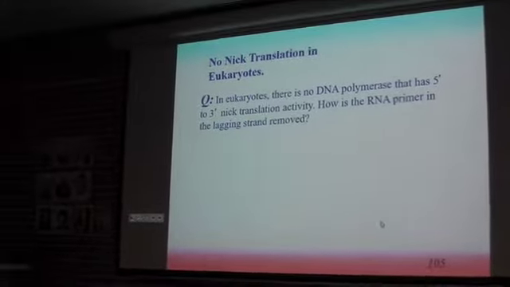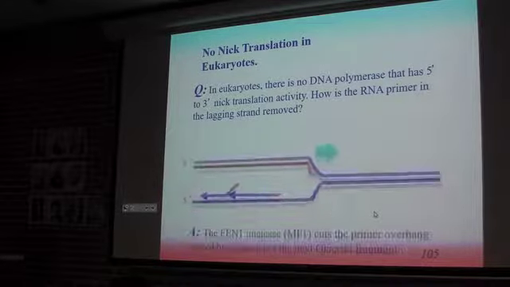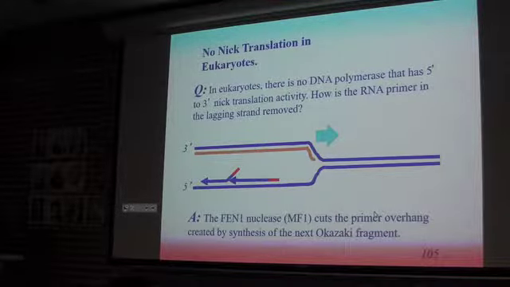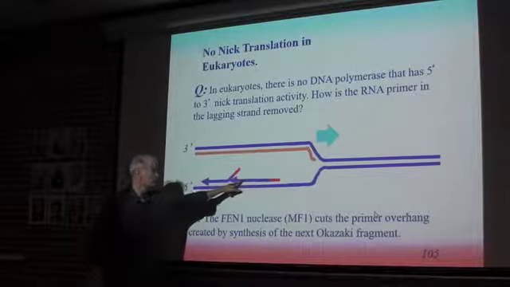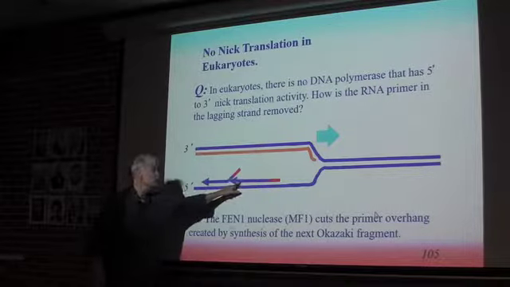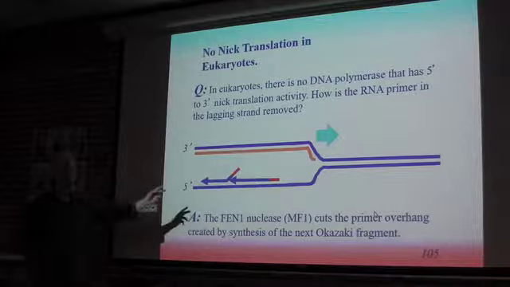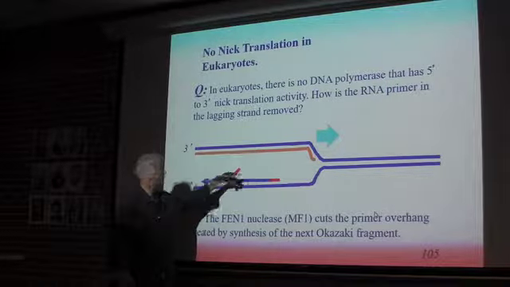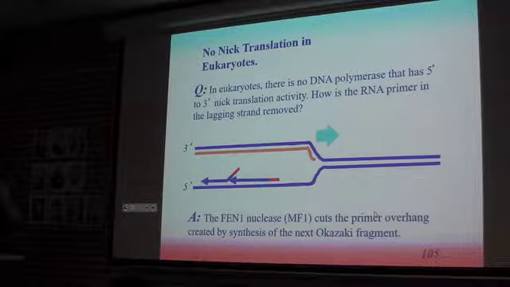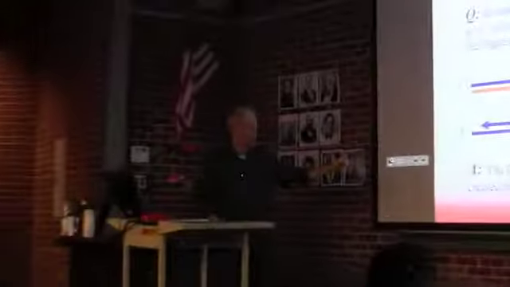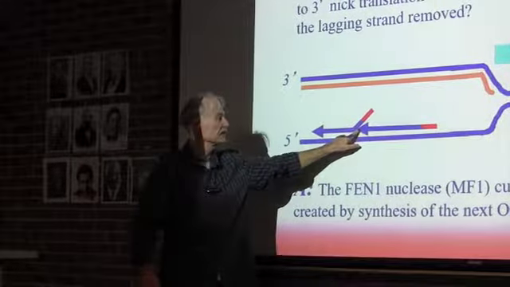In eukaryotes, there's no polymerase that has 5' to 3' nick translation activity. How do you remove the primer? Here you see this Okazaki fragment with the RNA primer. You see it being bumped into by the new Okazaki fragment. Notice it's displacing the 5' end, and the RNA primer is waving around in the wind. You know, displacement loops. You can easily get a polymerase to displace a strand that's in front of it.